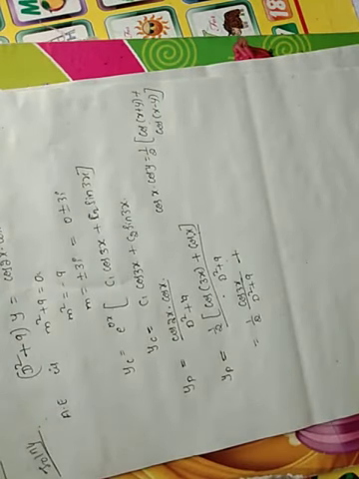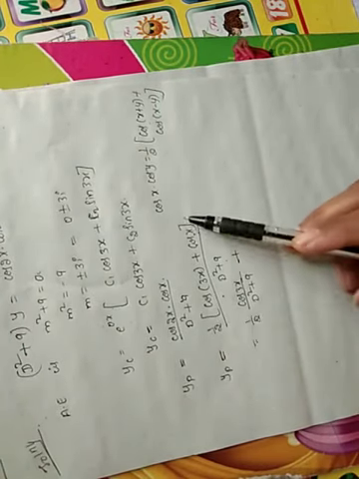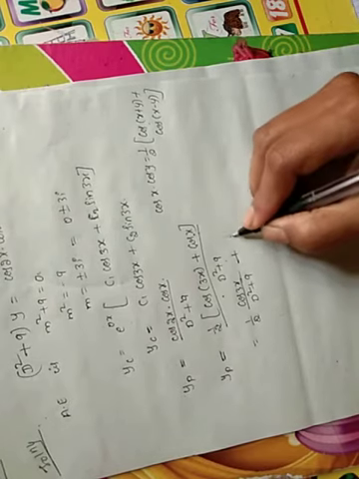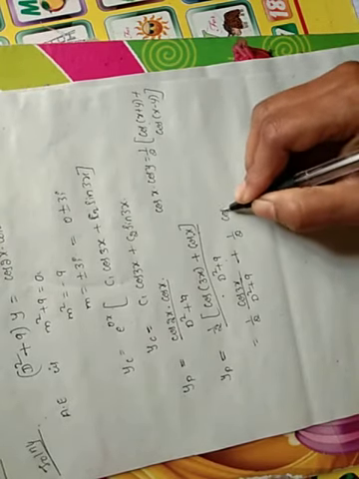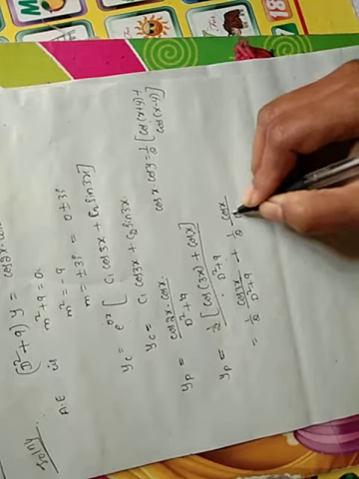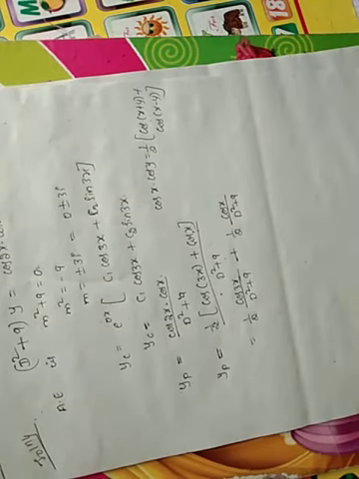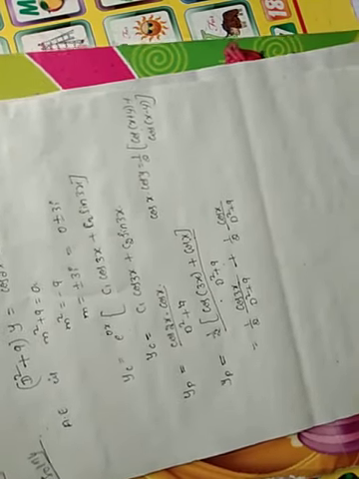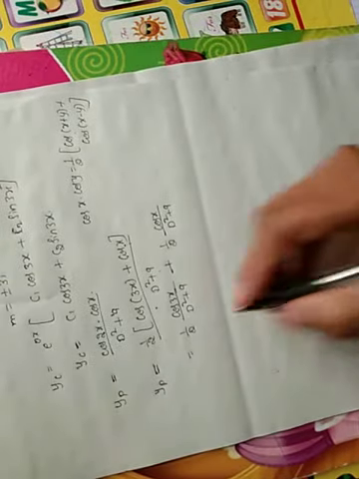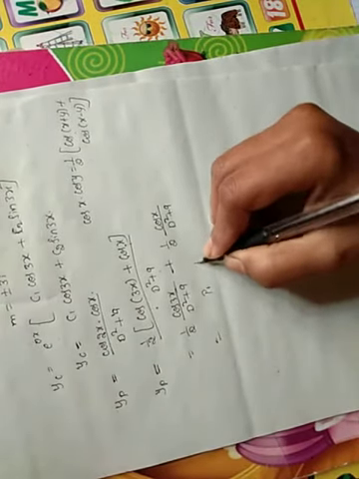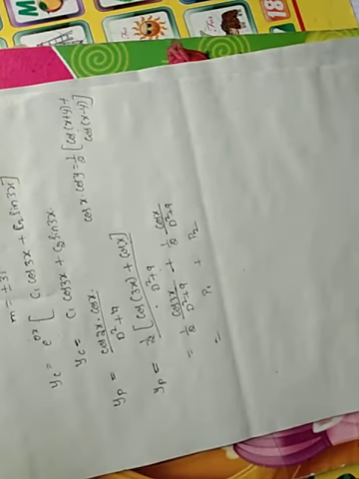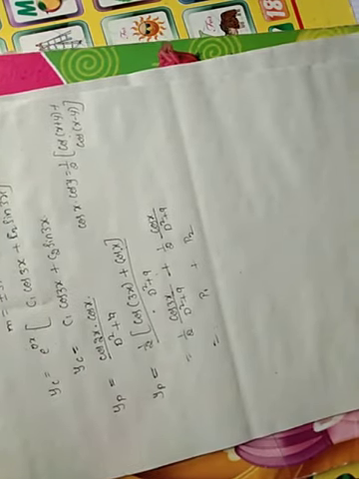plus 1 by 2 cos of x divided by d square plus 9. Now consider these as P1 and P2. I am going to simplify P1 and P2 separately.